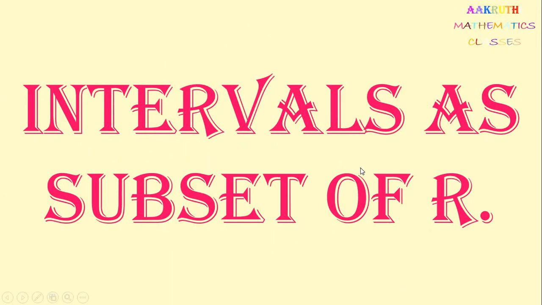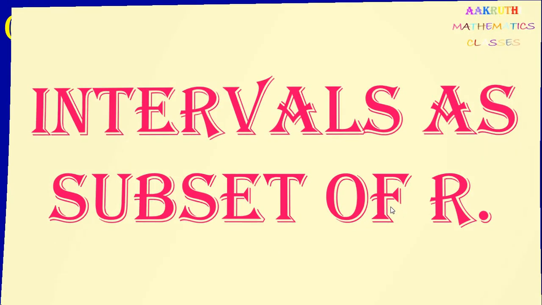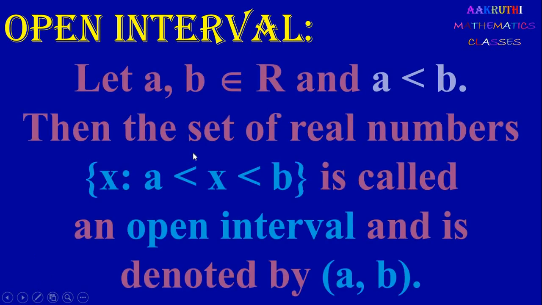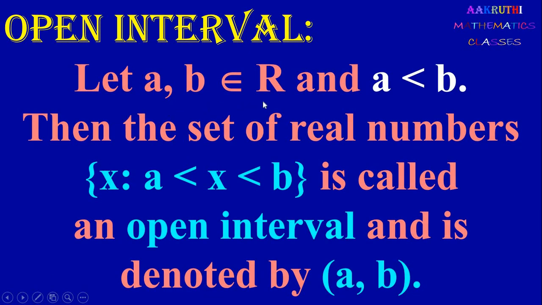Now we see intervals as subsets of R. Directly writing subsets of real numbers in roster form is not possible. So we use intervals to write subsets of R. Now consider open interval. What is open interval? So let a and b belong to R. So a and b are two real numbers and a should be less than b. So a value should be less than b value.